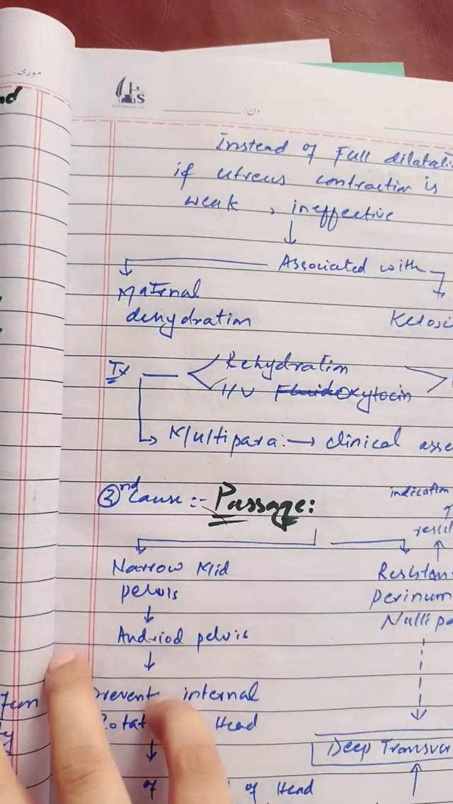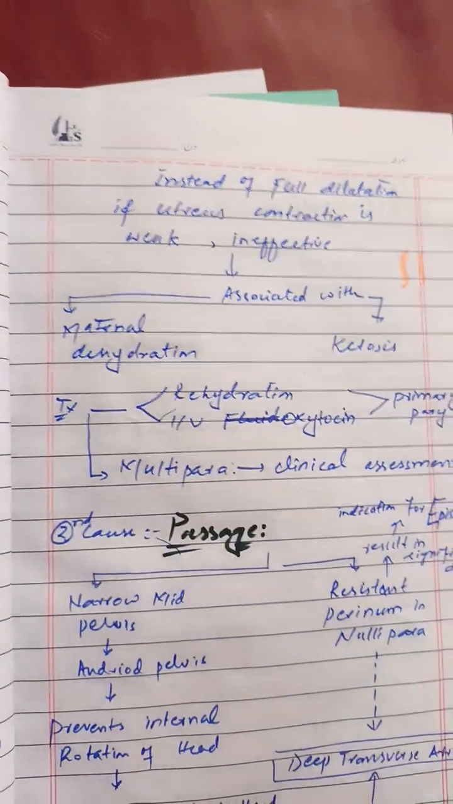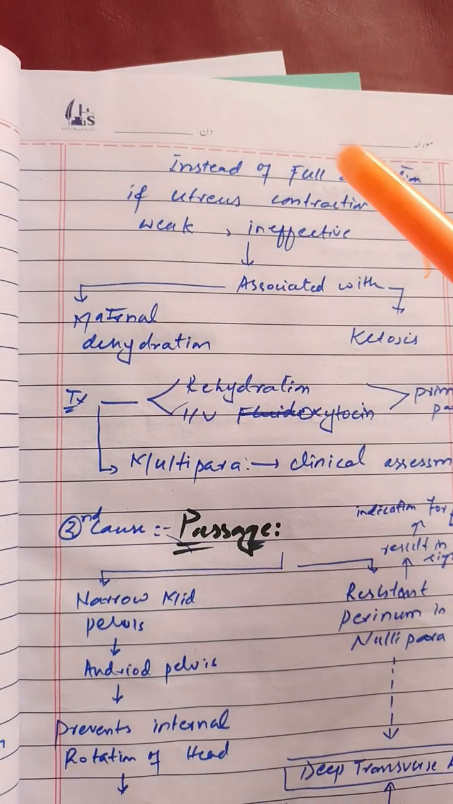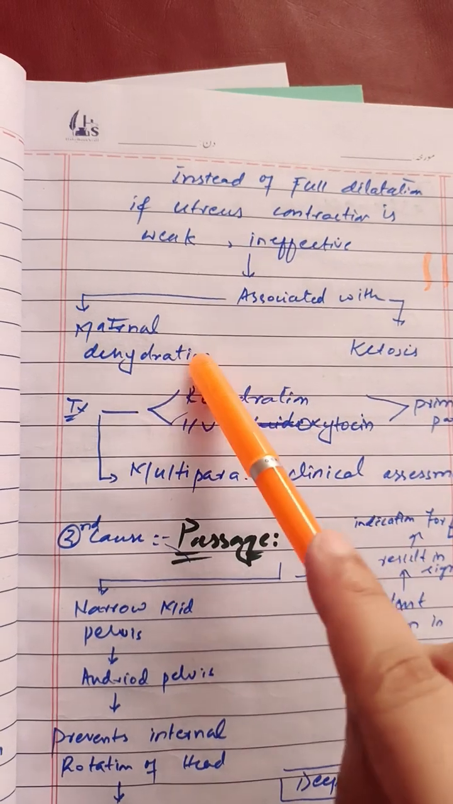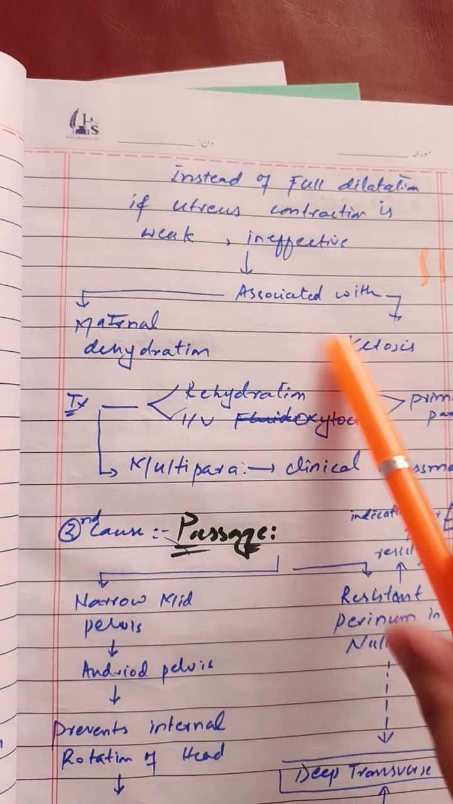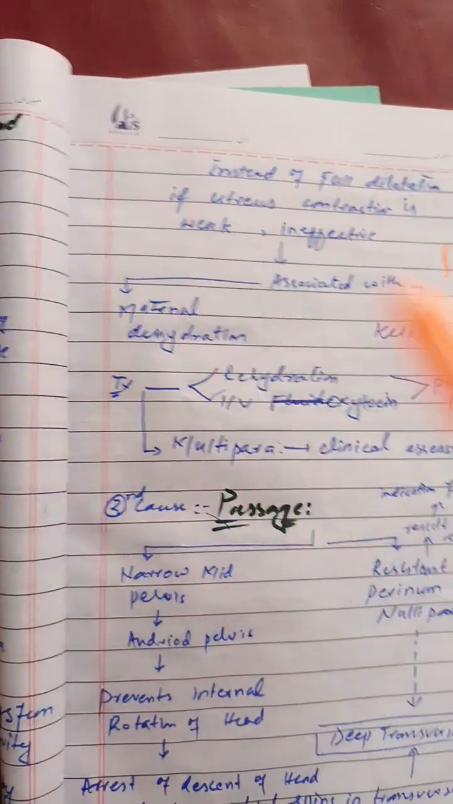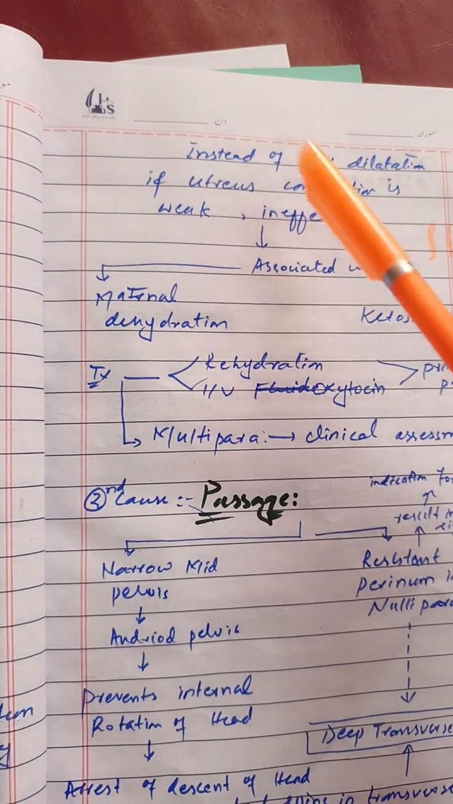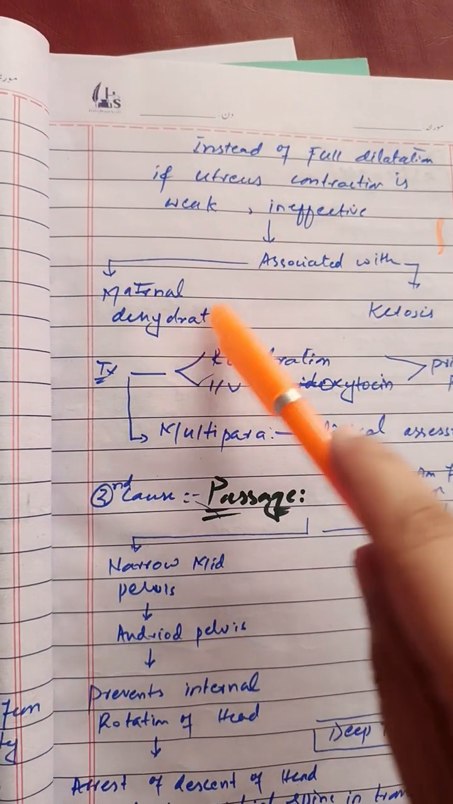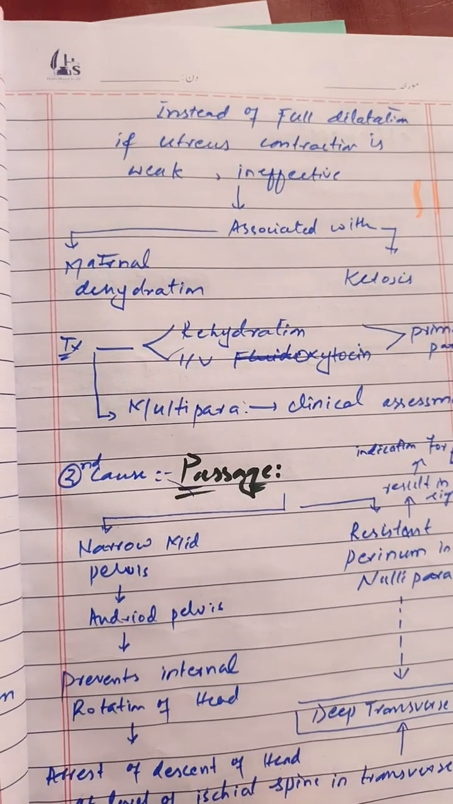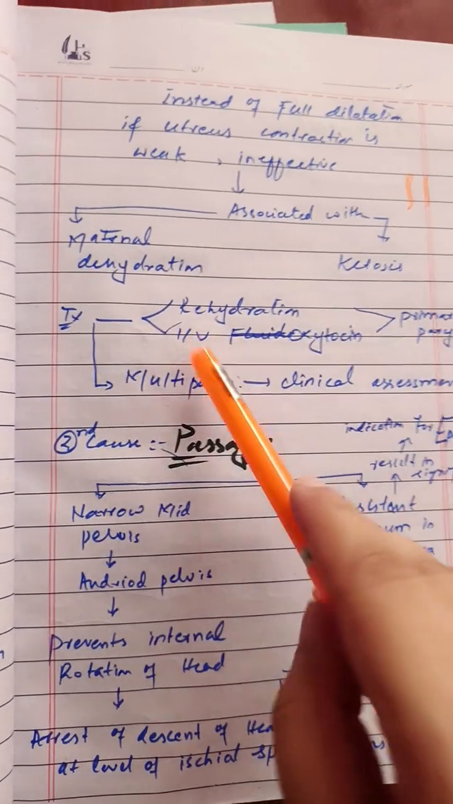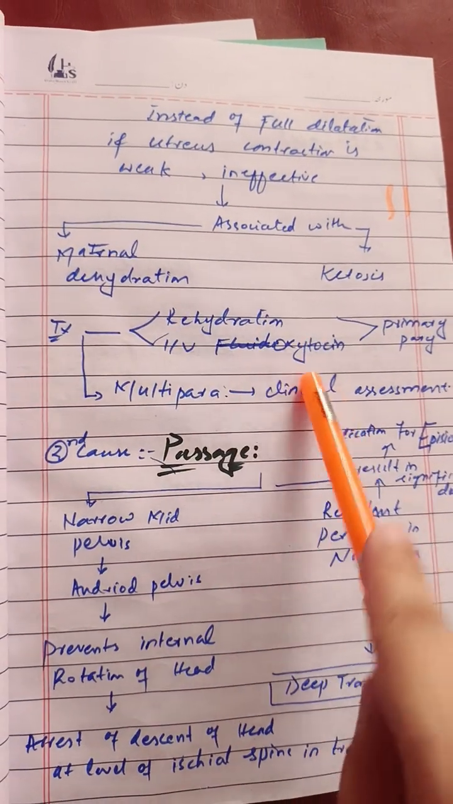Now, if the cervix is fully dilated but the uterine contractions are poor or weak, it results in maternal dehydration and ketosis. We will treat this condition by either rehydrating the woman or giving IV oxytocin.